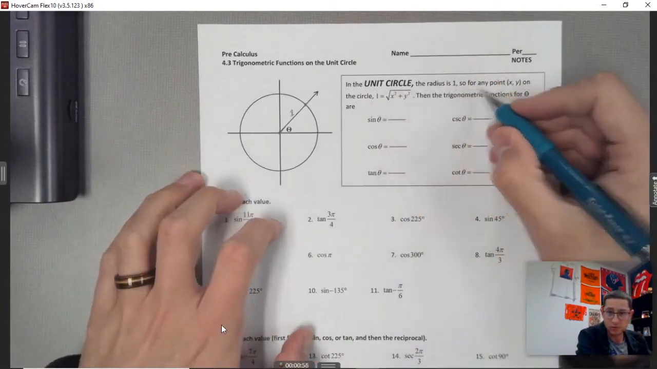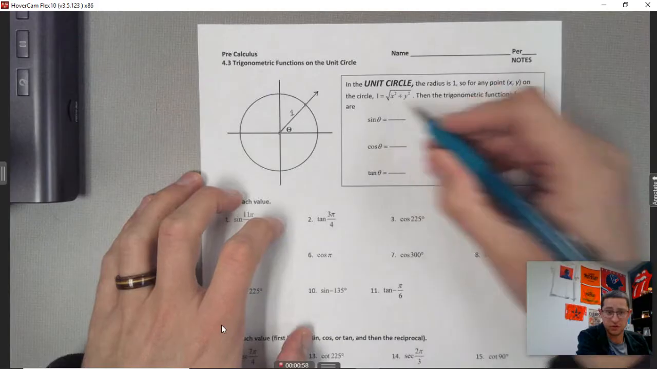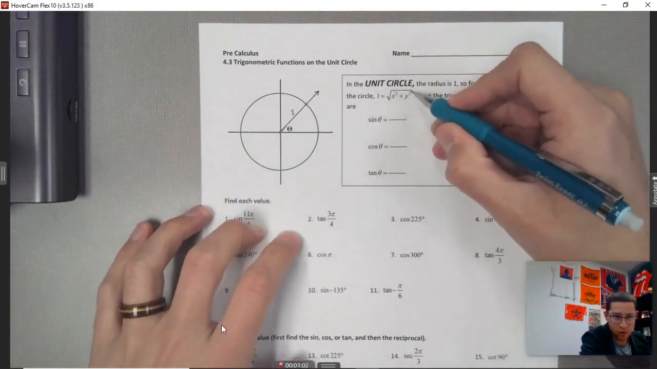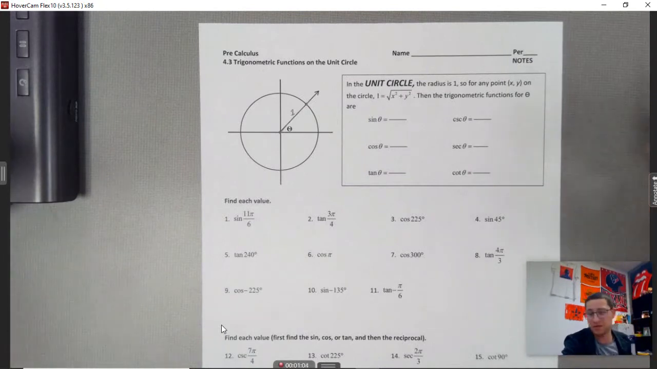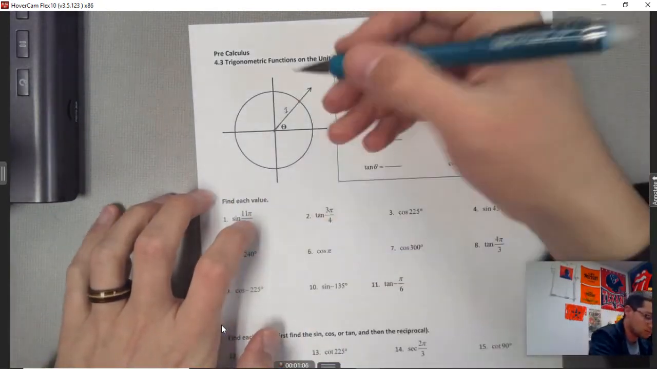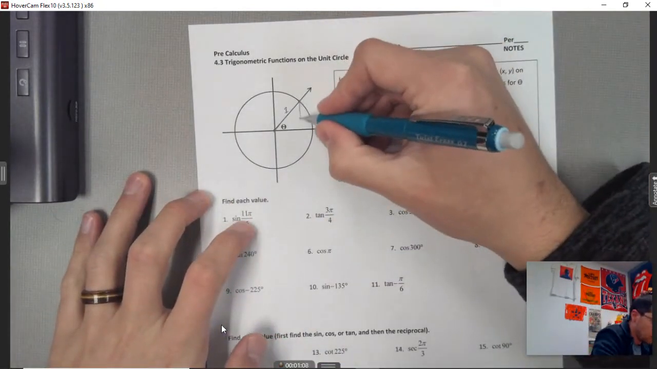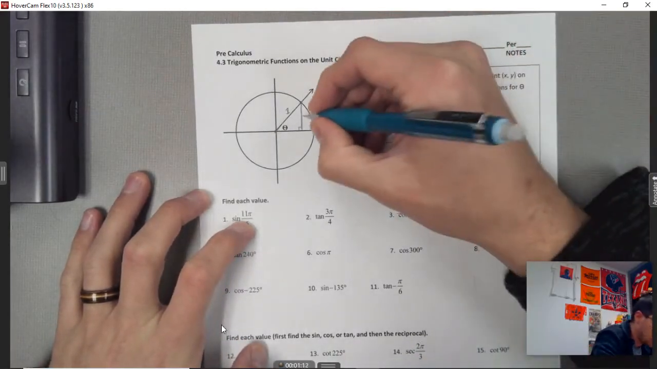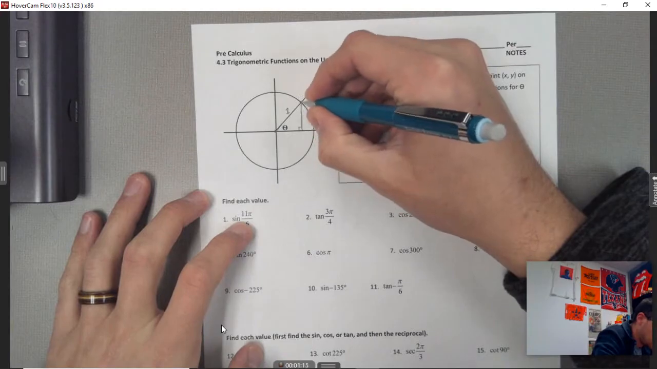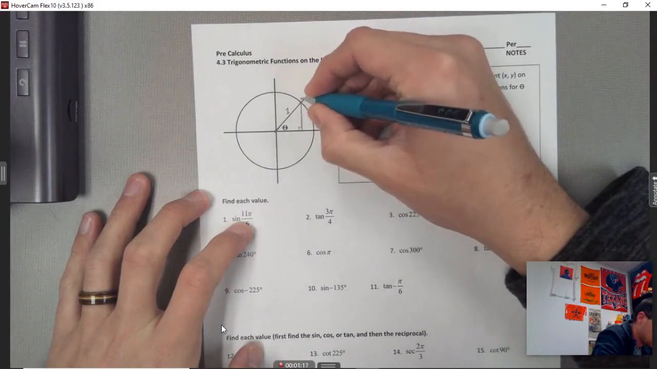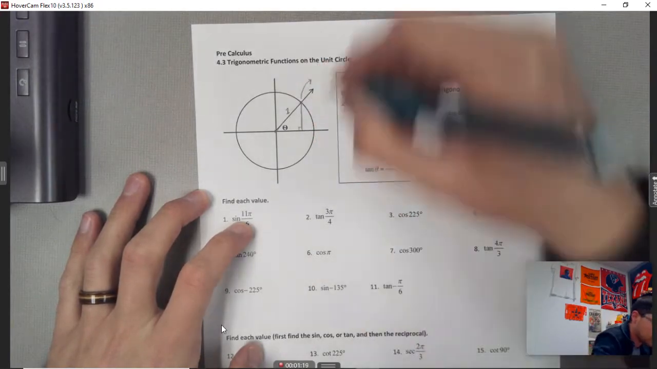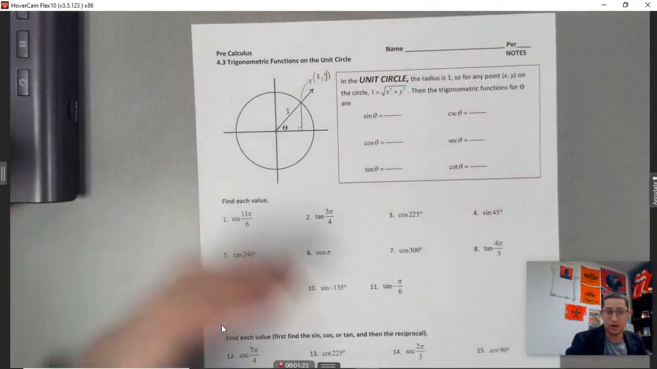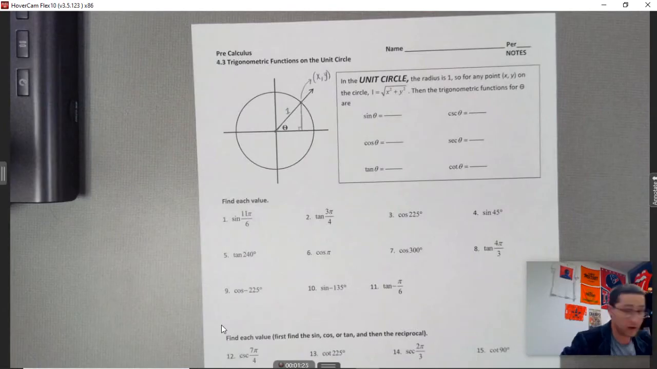Cool. So for any point x comma y on the unit circle, 1 is equal to the square root of x squared plus y squared. What that comes from is just the Pythagorean theorem. So let's visualize that. We make a right triangle here, and then what you end up with is this is your y coordinate. So this is a point. Let's talk about what the coordinates are for that point. It's an x comma y, just like every other point.